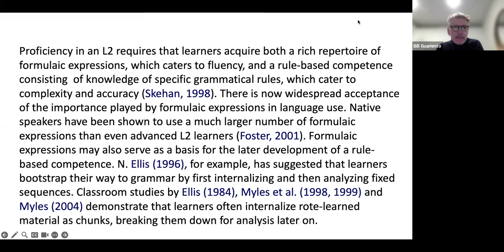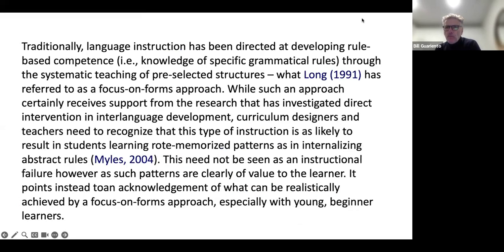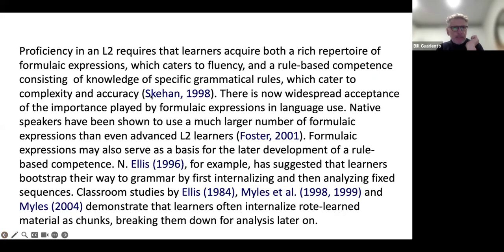Now, this is what Skian says. He believes that we need two things when we are learning a language: formulaic expressions, which allow us fluency, and rule-based competence, which means grammar, which allows us to make sentences which are complex and accurate. Okay?